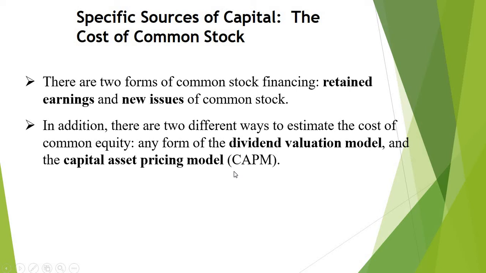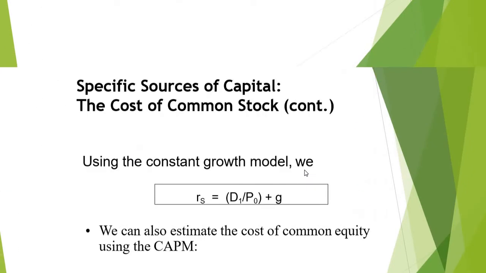A firm's common stock, or a firm's cost of equity, can be found using the dividend valuation model and the capital asset pricing model. So there are two options to find the cost of common equity. Option number one is the dividend valuation model, and the second option is the capital asset pricing model.